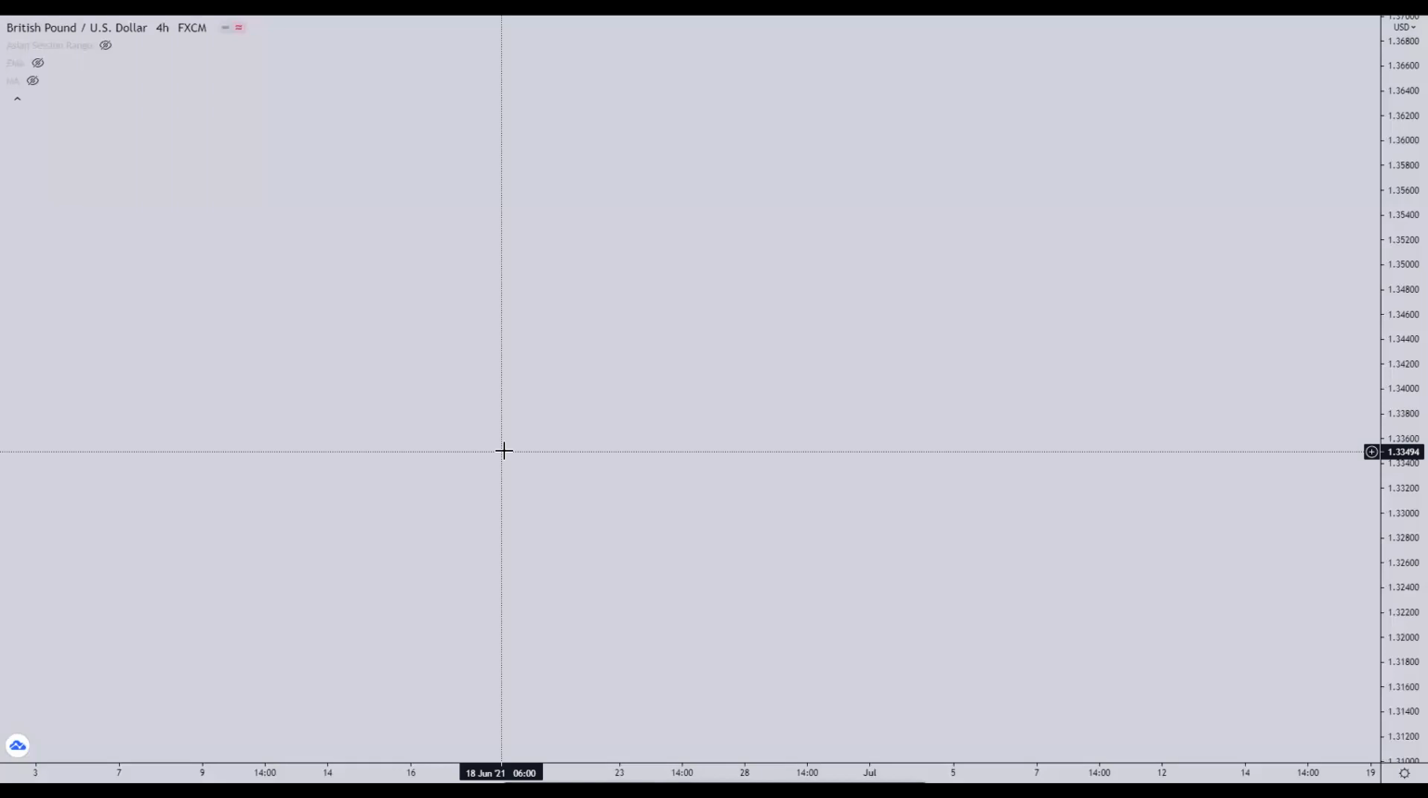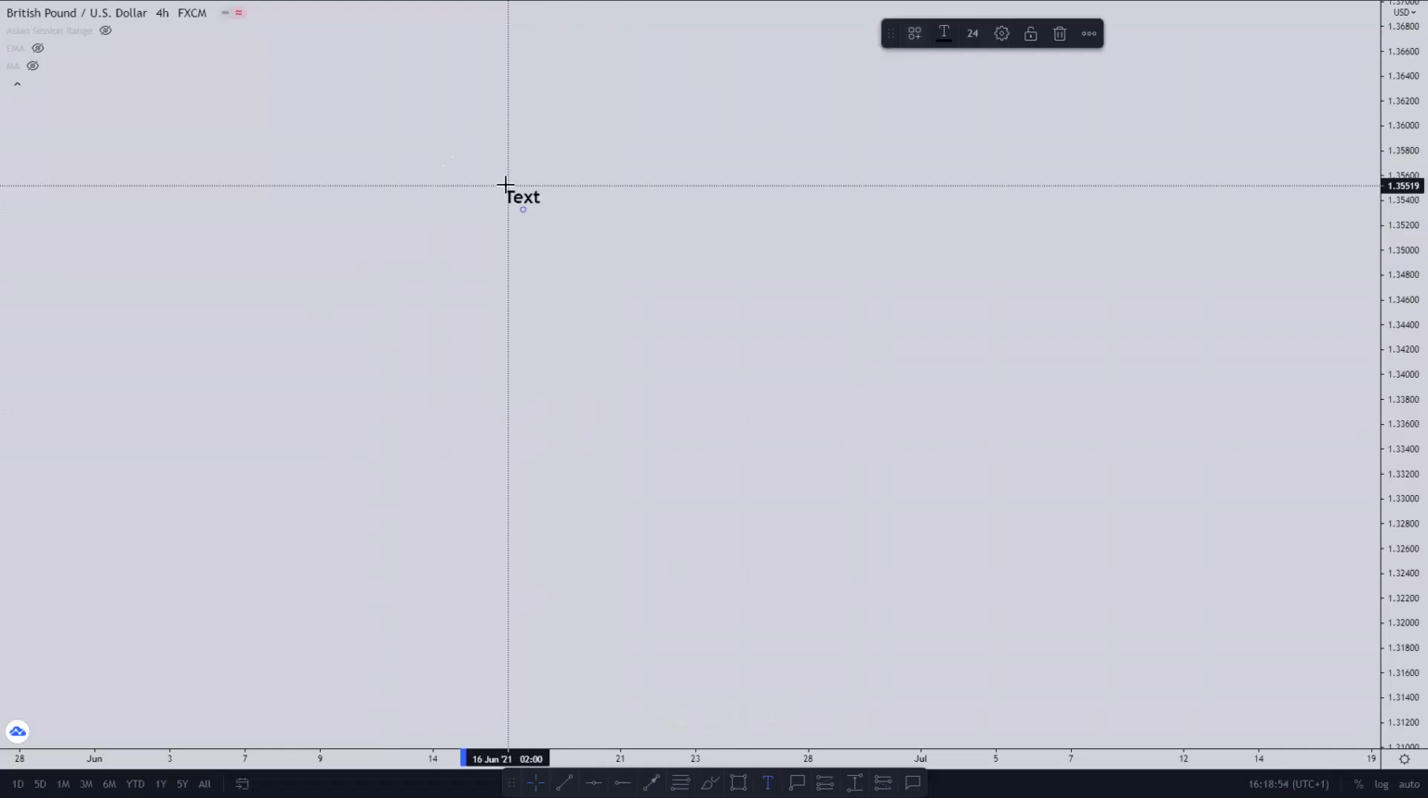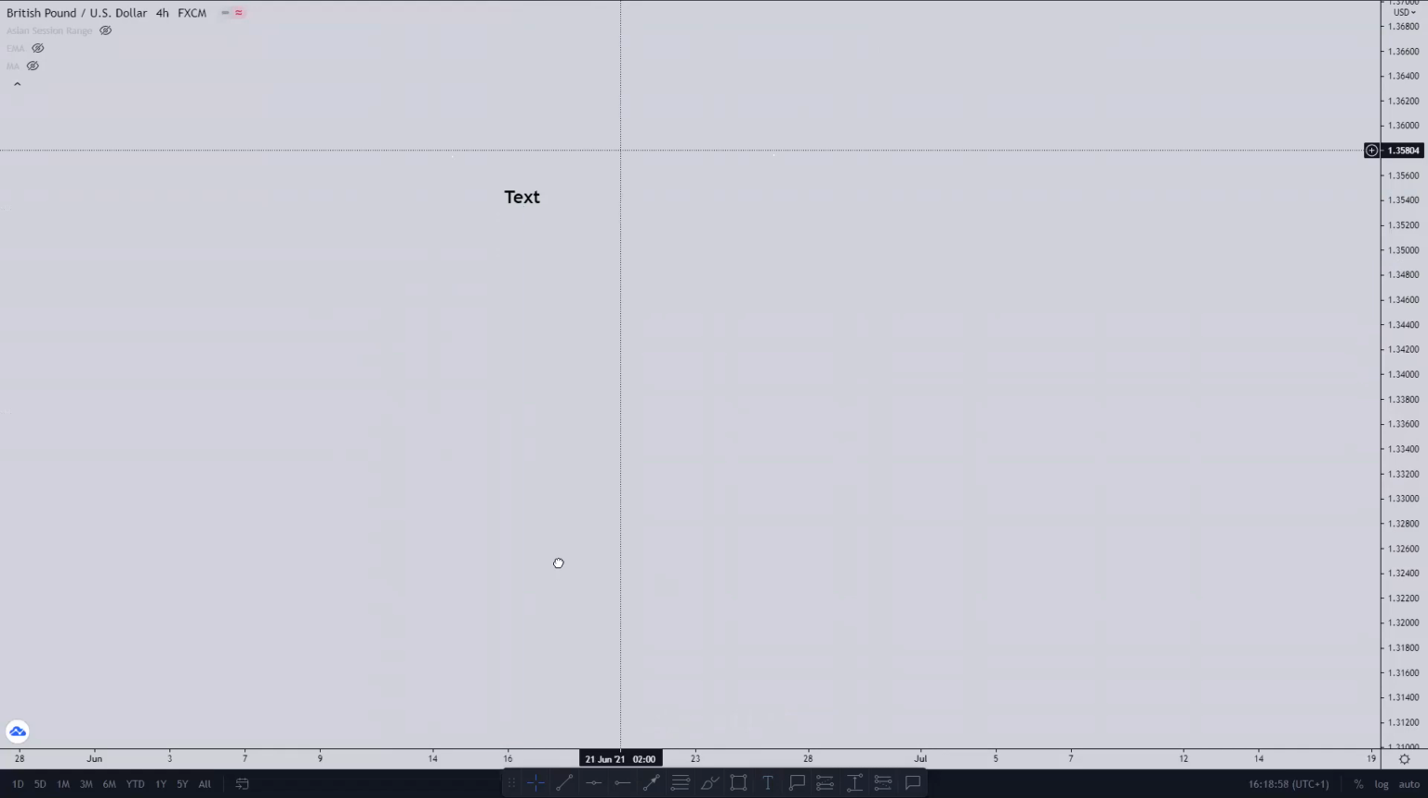So today in this lesson, we're gonna be looking at candlesticks, understanding candlesticks, right? You will see that I don't use the standard candlestick that everyone is using.